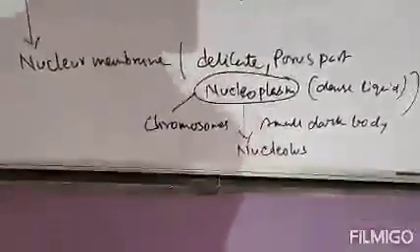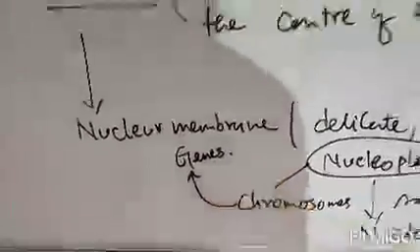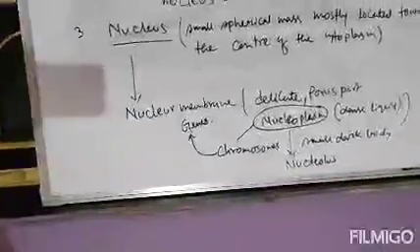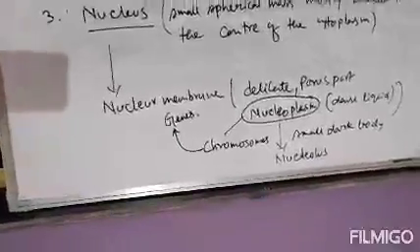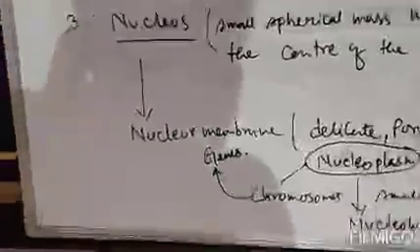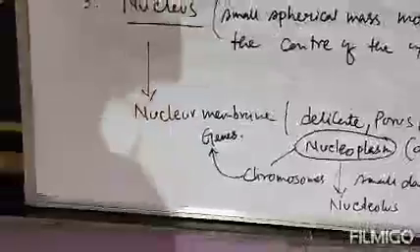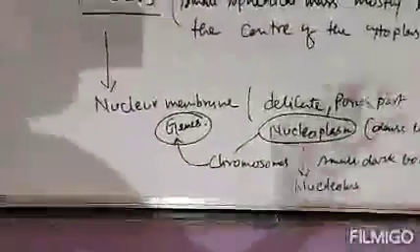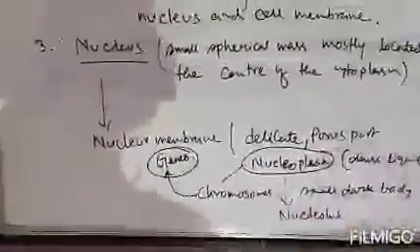And these chromosomes are actually called genes. Every living organism, be it plants or animals, contains genes. So besides nucleoplasm, the nucleus also has chromosomes, and these chromosomes are called genes. These genes are responsible for transmitting characteristics from parents to offspring.